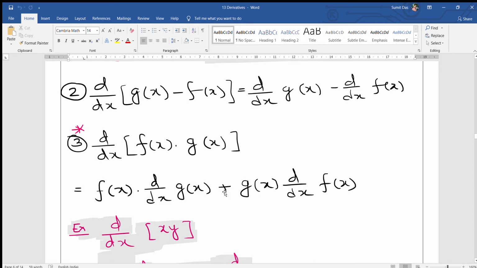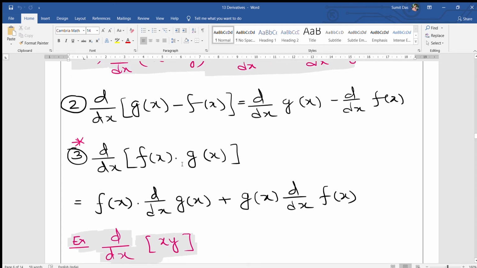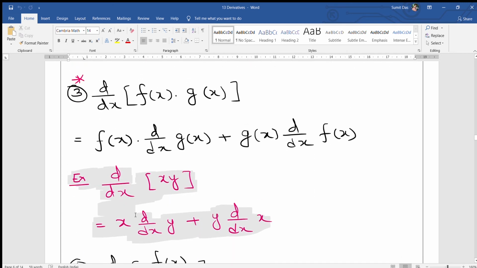This is the formula. When a product is there, the first function will come as a coefficient, then the derivative of the second function, plus the second function times the derivative of the first function. You can see this is plus, so you can take any function outside. It's not necessary to take the first function. You can take f(x), you can take g(x), because it is plus, there is no particular order. So here I'm giving one example: d/dx of xy, so x and y are two functions. x will be first, it will come outside, d/dx of y, plus y d/dx of x.